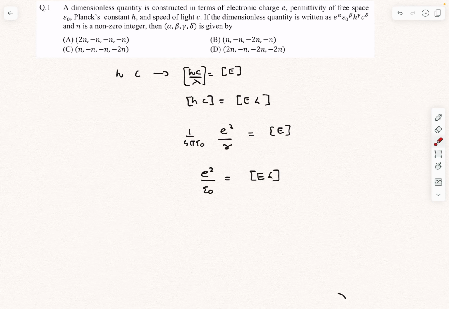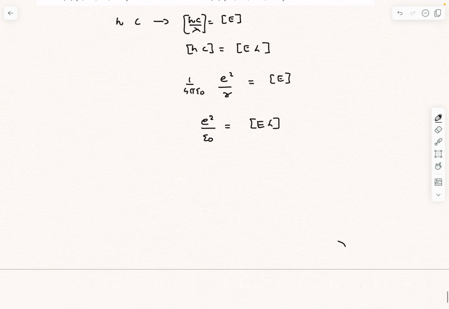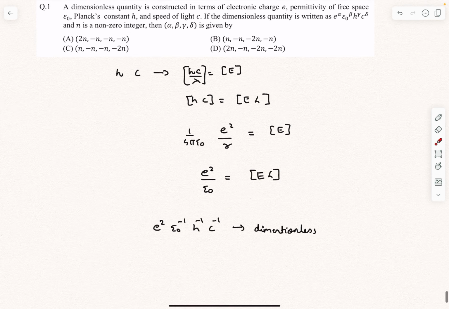So if you observe, hc has the same dimension as e squared by epsilon naught. So we'll just divide both of them. Okay, so if you divide equation 2 with equation number 1, then you'll get this particular quantity over here. And this turns out to be a dimensionless quantity. Okay, so the exponents are in the ratio 2 is to minus 1 is to minus 1 is to minus 1. And in terms of integers, you can just multiply this with n and you'll get the answer as option A. Okay, so now let's move on to the next question.